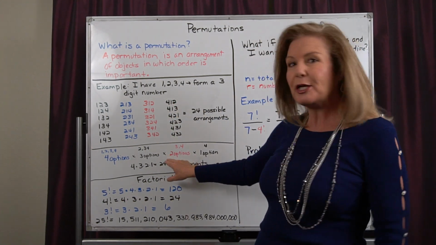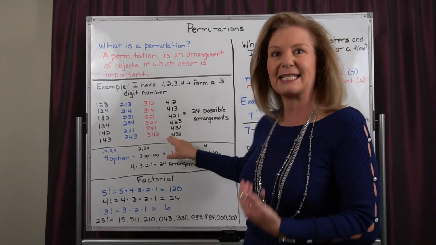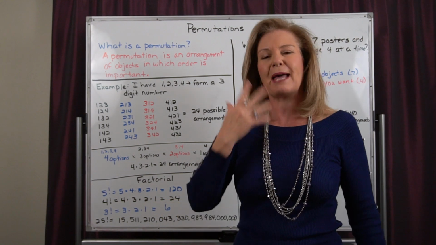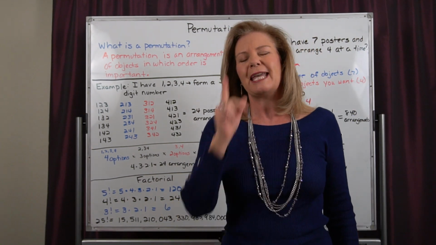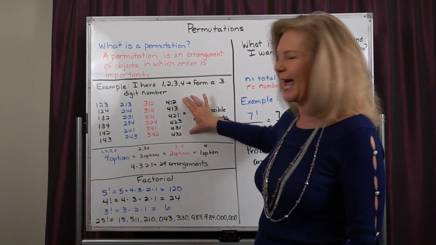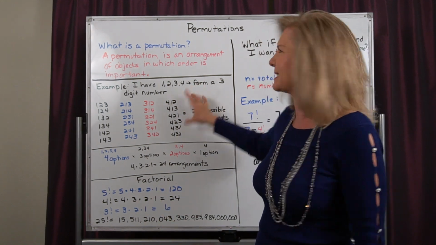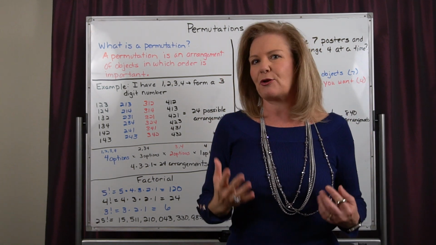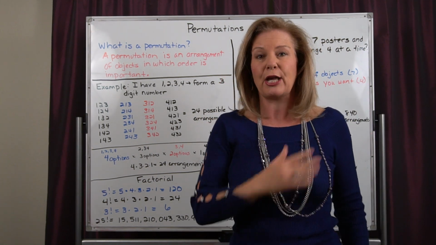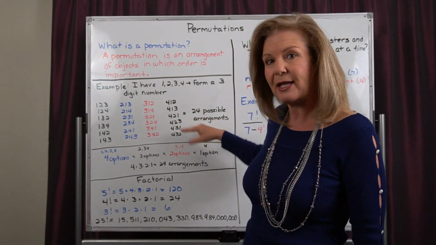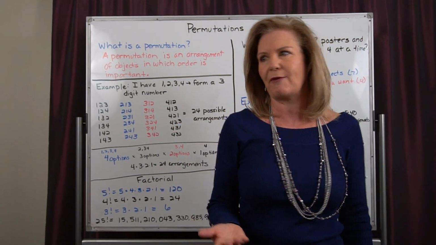Well, when we go to do that, of course it takes a long time to actually do the arrangements themselves. And so mathematically, we want to know, is there a way that we can actually solve that problem without having to write out all the arrangements? And that's exactly what a permutation is. It's a mathematical equation that we can use in order to figure out how many total possible arrangements we have given a certain number of objects.